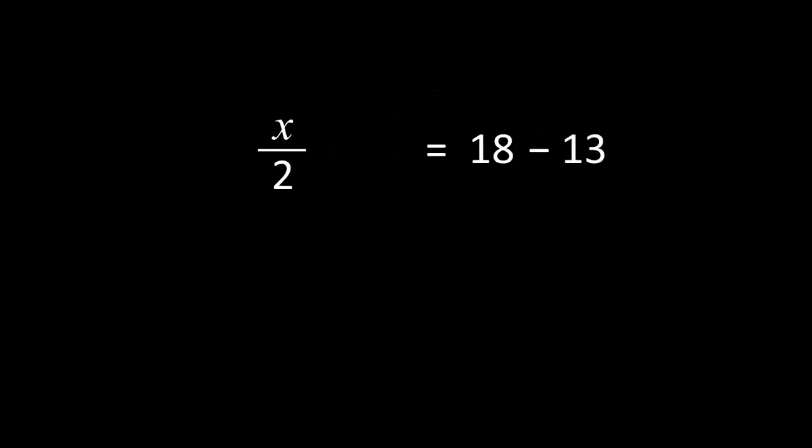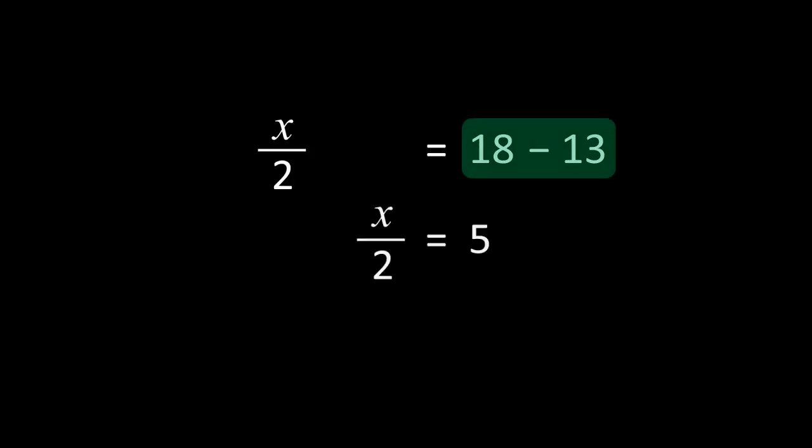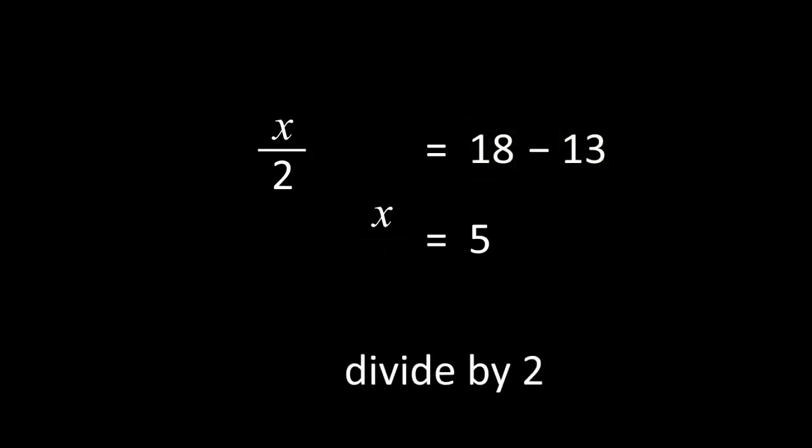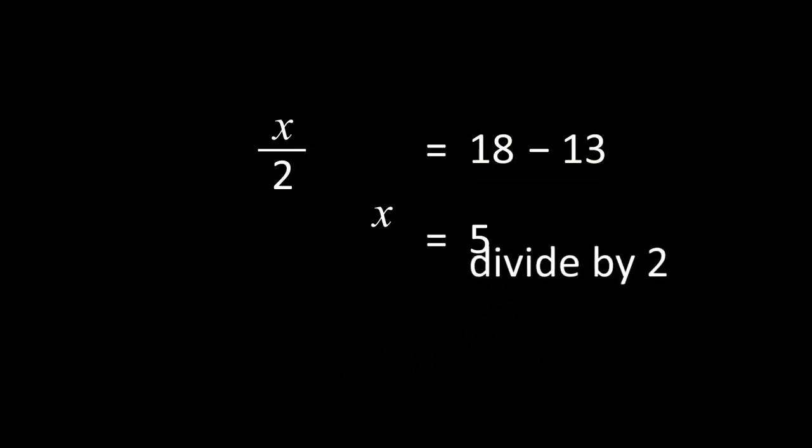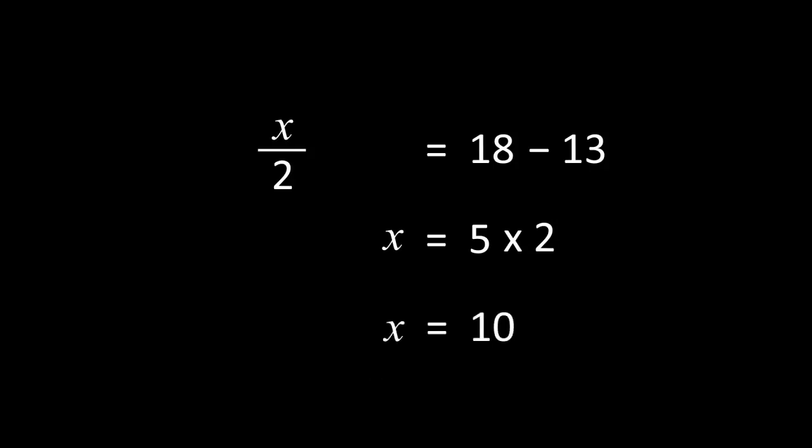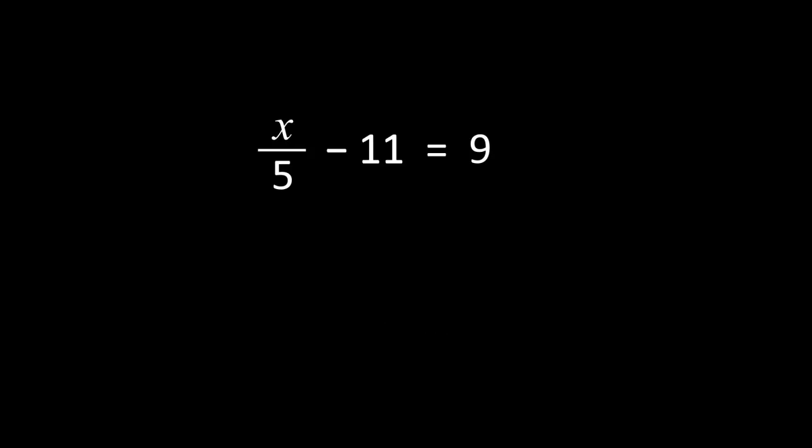Okay, and as soon as we move something, we have a little tidy up. So what is 18 minus 13? Well, x divided by 2 equals 5. Have we got x on its own? No, we've got to divide by 2 on there as well. So we're going to move that divide by 2 to the other side, and it's going to do the opposite. And the opposite is multiply by 2. So x is 10. Excellent. Let's have a look at another one.